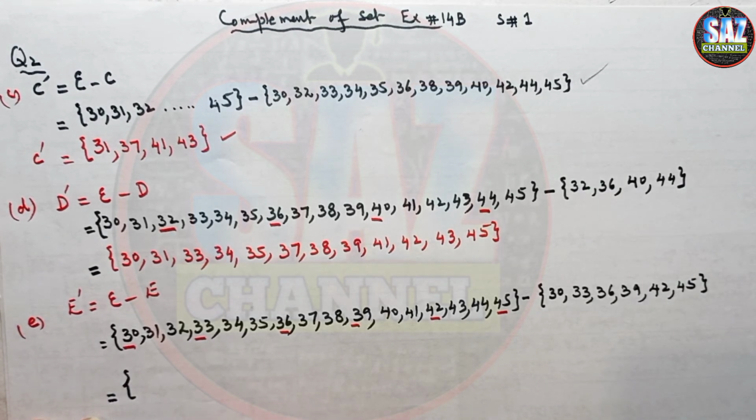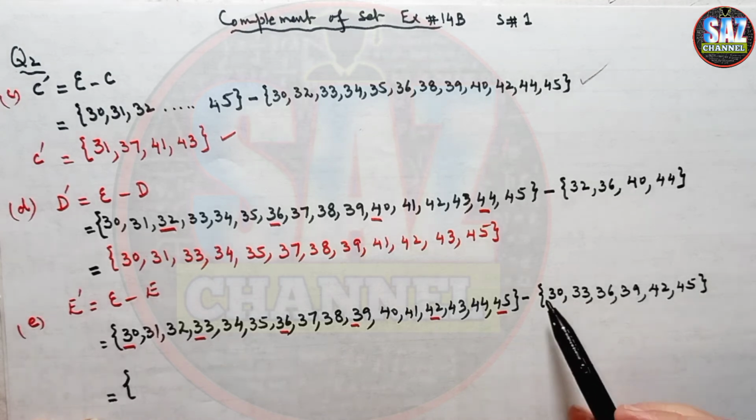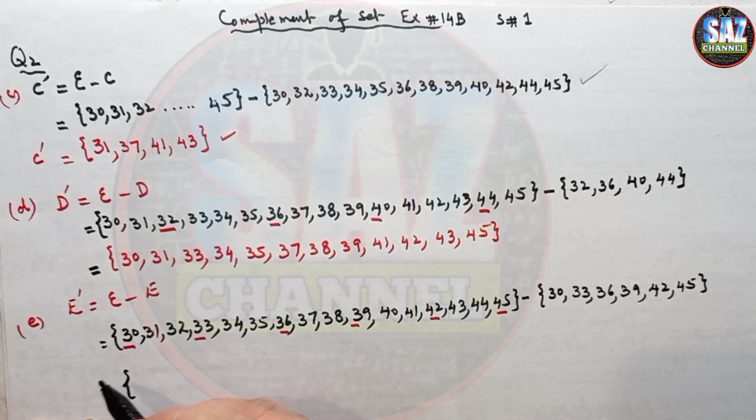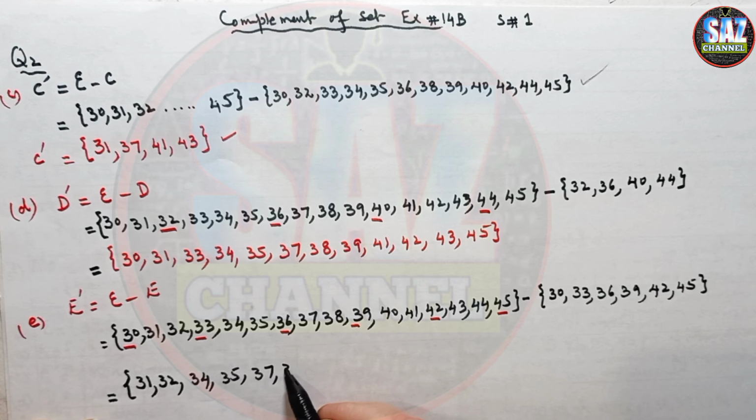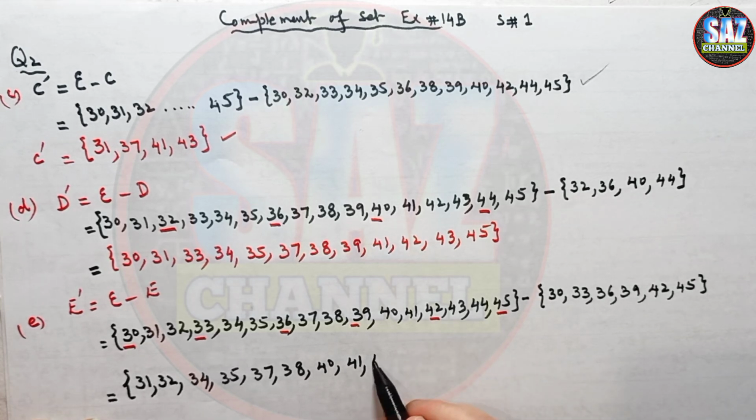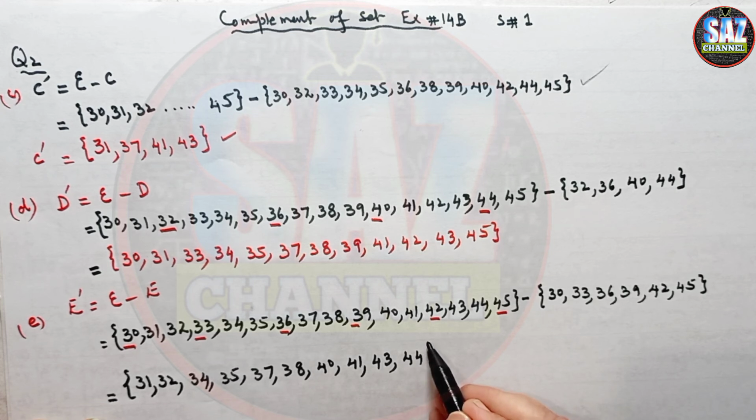So, we are going to discard these elements which are common in both, like 30 is present in both. So, E complement will start with 31, 32, then I have to discard 33, then 34, 35, then discard 36, 37, 38, and then 40, then 41, then I have to discard 42, then 43, then 44, and I will not be writing 45 because that is present in both. Okay, I hope you are clear about this question.